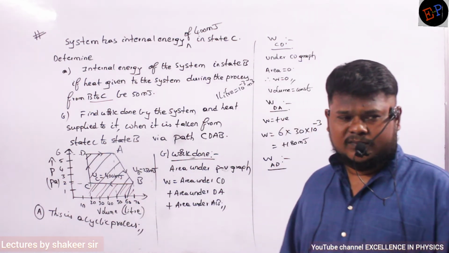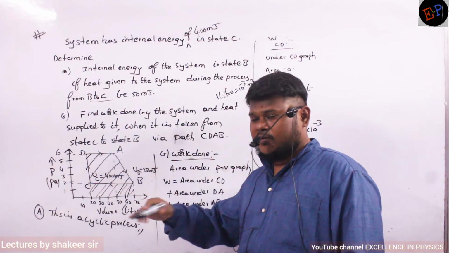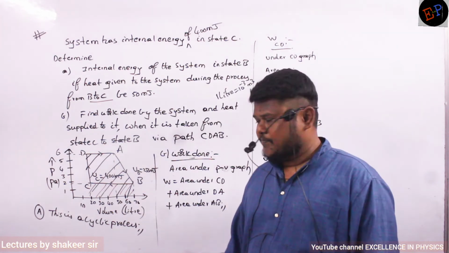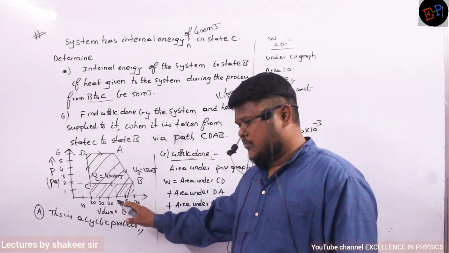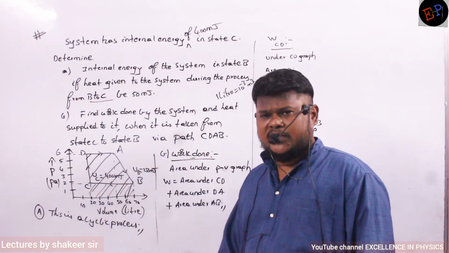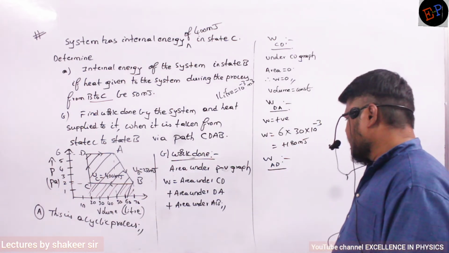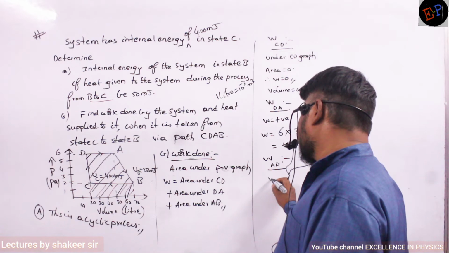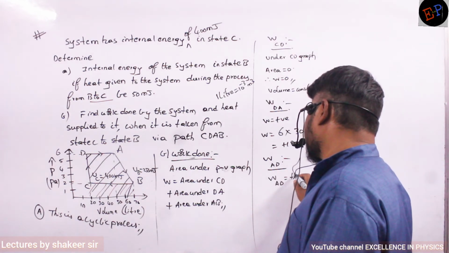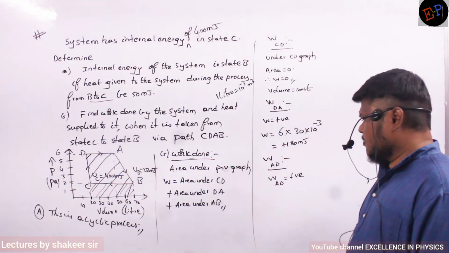This is also positive. You should tell by looking at the graph. Is the volume increasing or decreasing? That's what we have to see. At A the volume is 50, no? At B the volume is 70, so definitely expansion. Clear? So therefore I will say the work done under the AD graph is also positive. Is it clear? And how much is the volume?